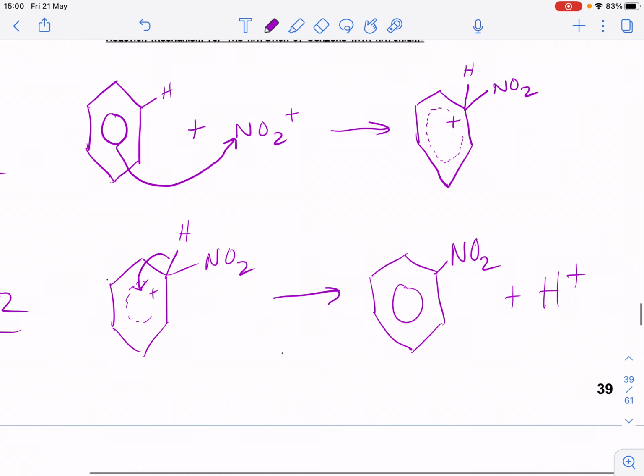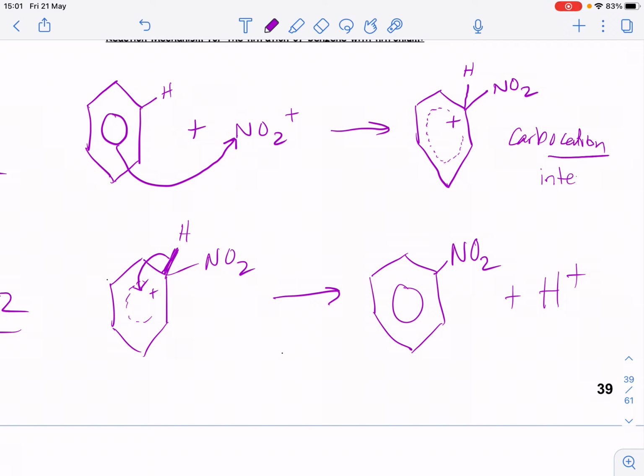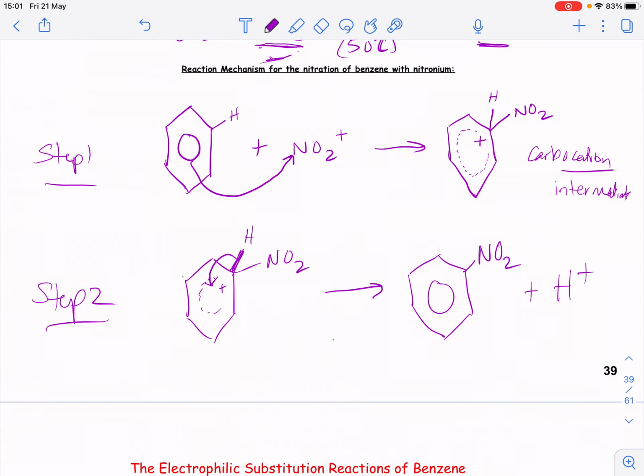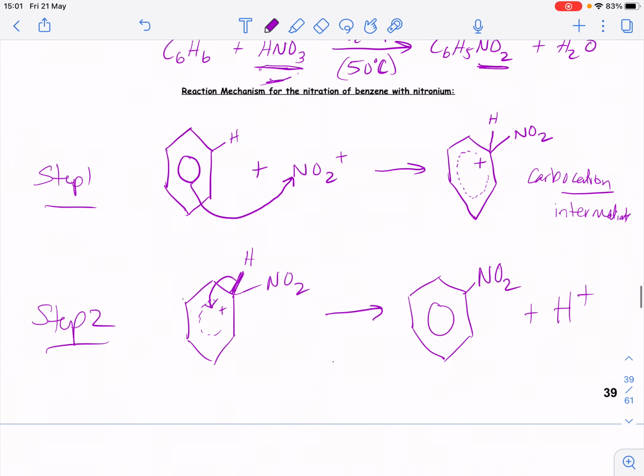So key things, make sure your arrows are correct, that they go from the ring to the N, from the bond between C and H to the dotted ring, and make sure that the carbocation intermediate has that dotted broken up ring with the positive sign. Those are going to be the key things for the marks.